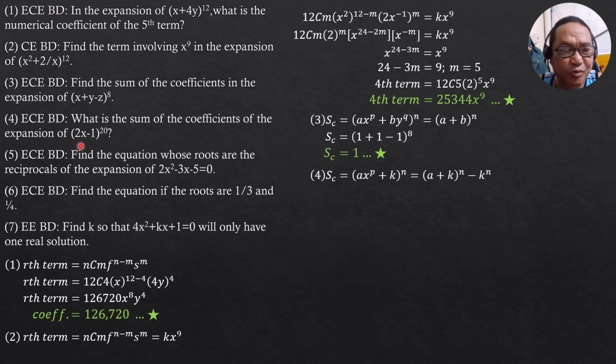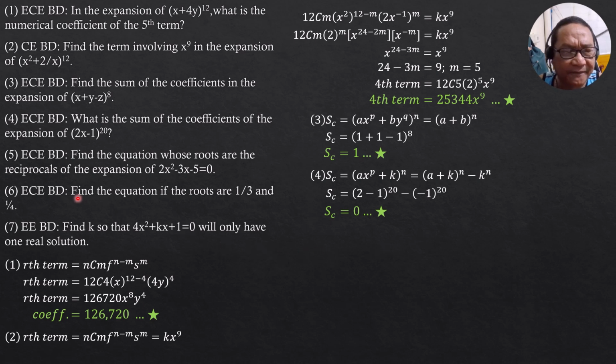this becomes 2 minus 1 to the 20 minus negative 1, k is negative 1, to the 20. So 1 to the 20 is 1, then negative 1 to the 20 is 1. So 1 minus 1 is 0. So the sum of coefficients is 0.